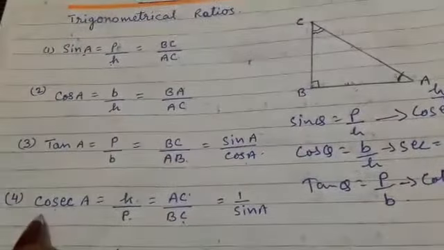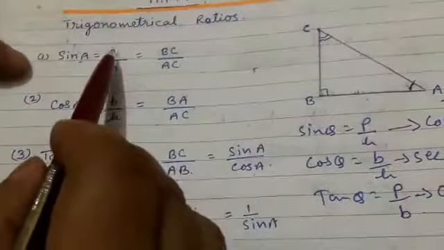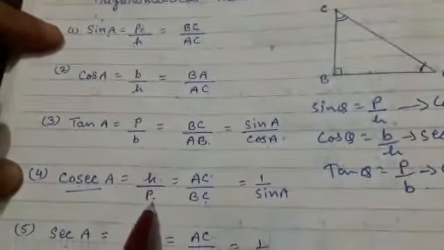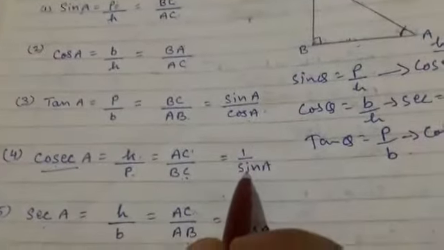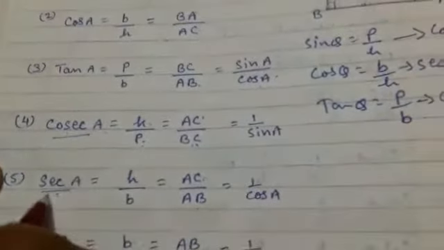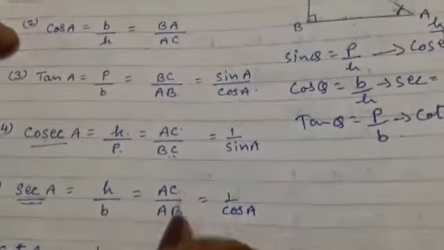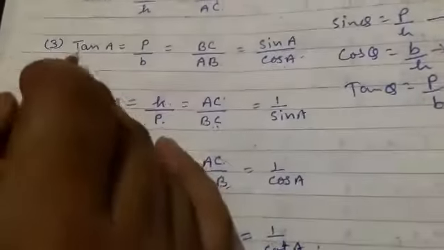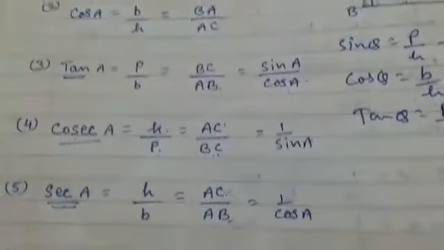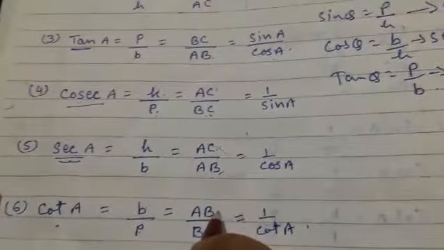Now cosec, as I told you, cosec is the reciprocal of sine A. So in sine A it is P by H, so it will be H by P. So H by P means AC by BC. This is called cosec A. Sec A is the opposite of cos A. Here cos A is B by H, so it will be H by B, which is equal to AC by AB. Now cot A. Cot is the reciprocal of tan A. It means what is tan? P by B, so it will be B by P. That is equal to AB by BC of this triangle.